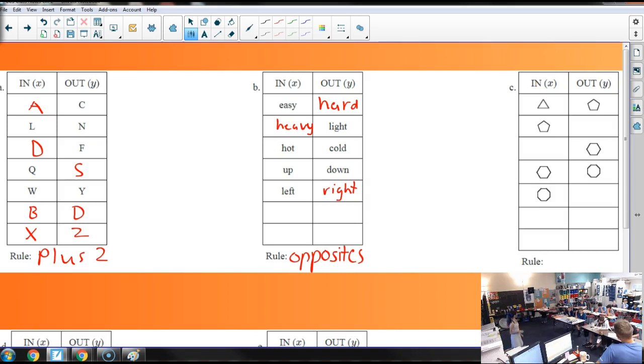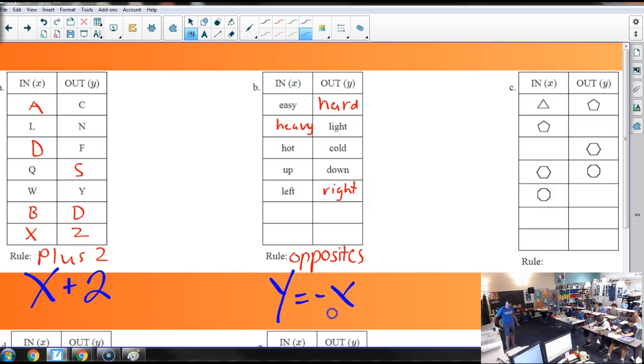Do you want to do C? Cool, but also, instead of that, I put negative x equals y for math. Ooh, so if we make it a math rule. So wait, if we do the same thing, you can come up and do C. But for Patrick's, if we try to make it a math rule, it would be x plus 2, he said. And you said y equals the negative x, or the opposite of the input. I love it.